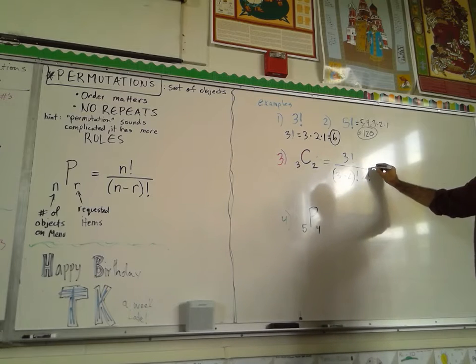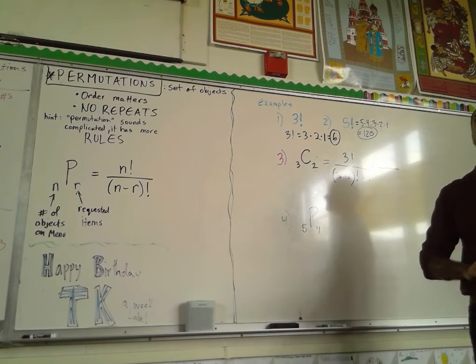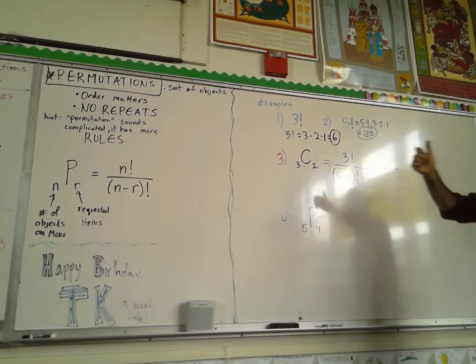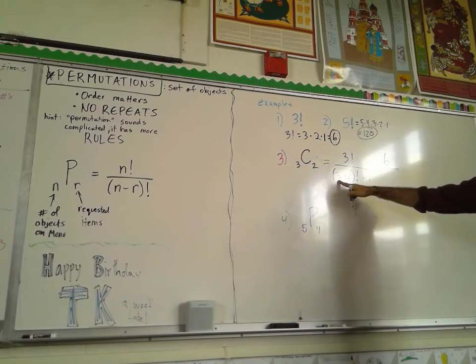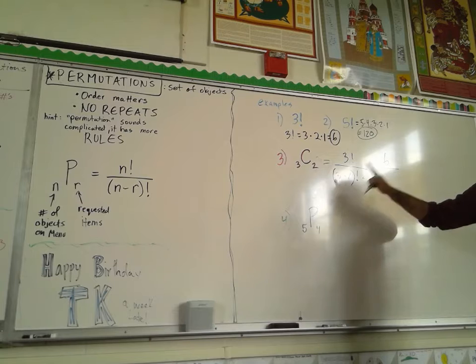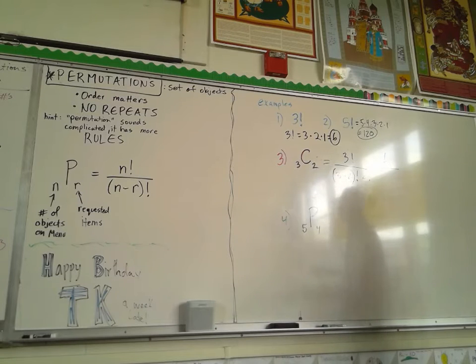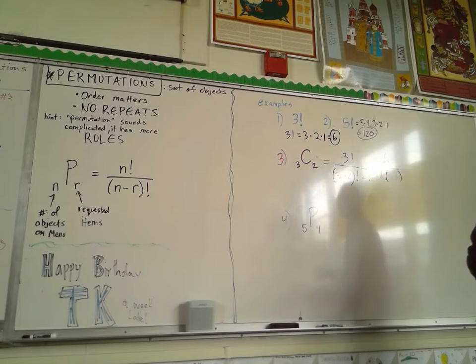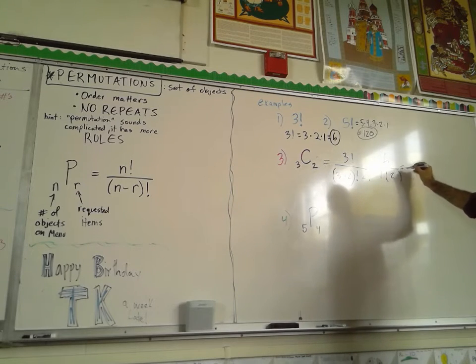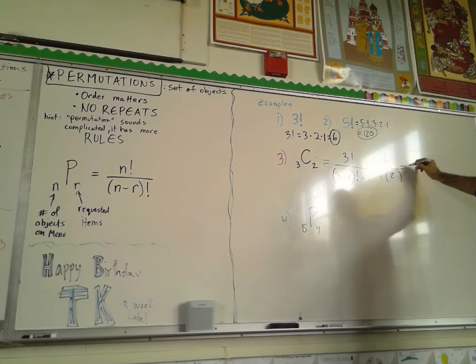All right, what's factorial 3? We did this already. 3 times 2 times 1, 6. What's 3 minus 2? 1. What's factorial of 1? 1. What is the factorial of 2? 2 times 1, so 2. So now we have 6 divided by, this is going to be just 2 on the bottom. What do we get? 6 divided by 2 is 3. Done.